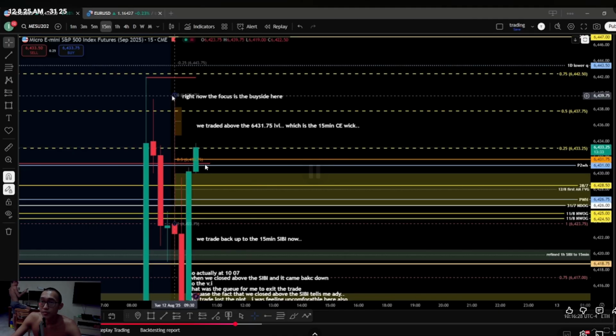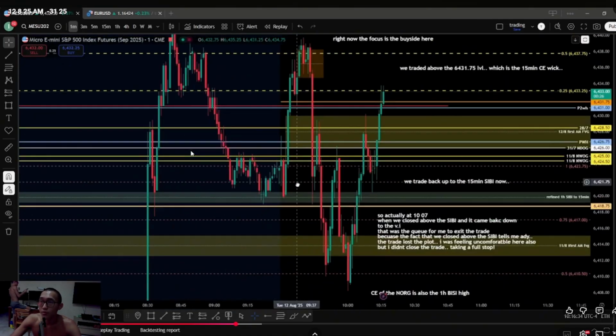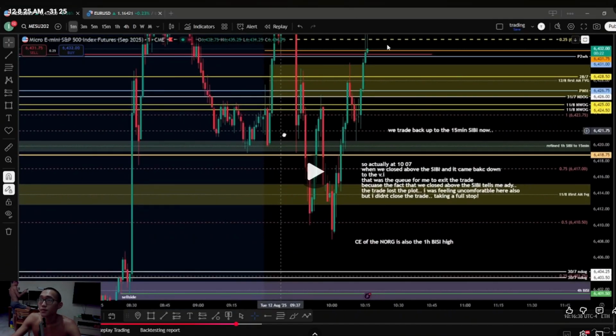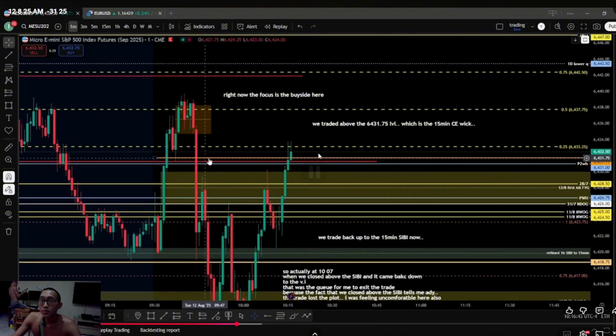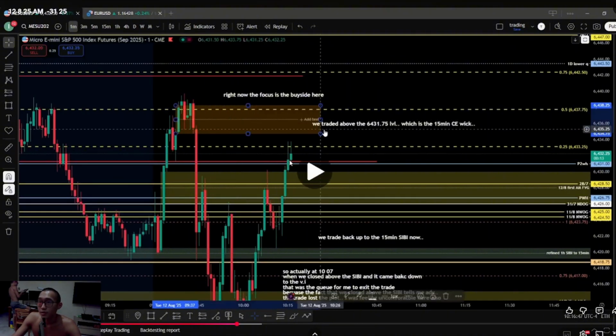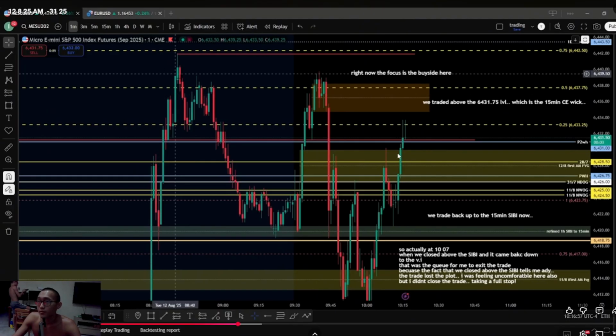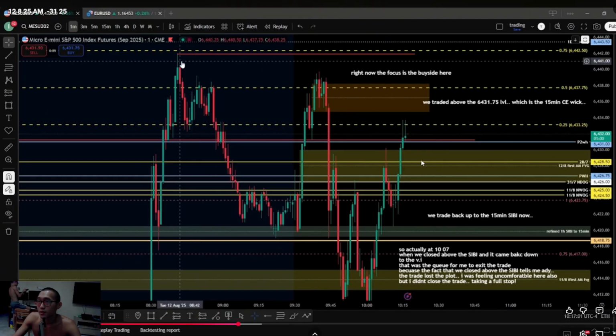Yep, so this is the 15-minute CE wick. We're going to go to the 1 minute and see what we get. So this is the 1-minute fair value gap. Here is the 15-minute CE wick, and we're probably going to reach down into it. I would want price to touch it, and then touch back the new week opening gap of the 28th of July and start sending it higher.